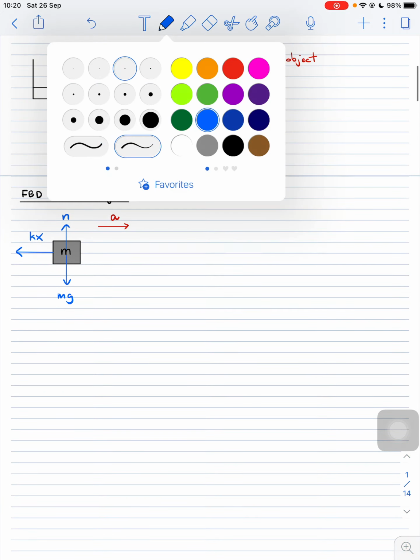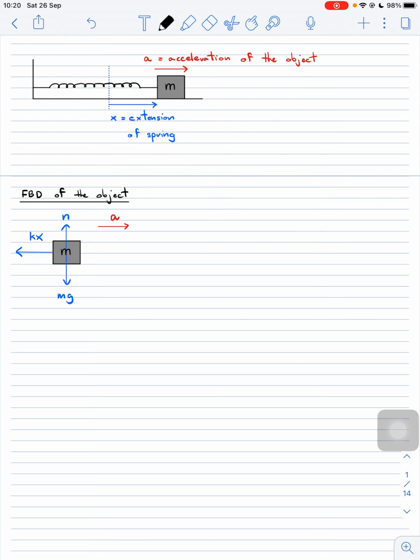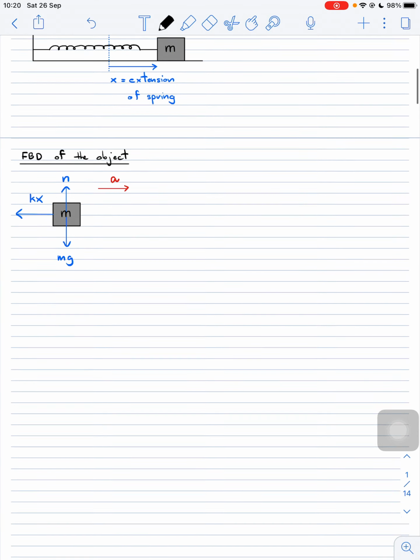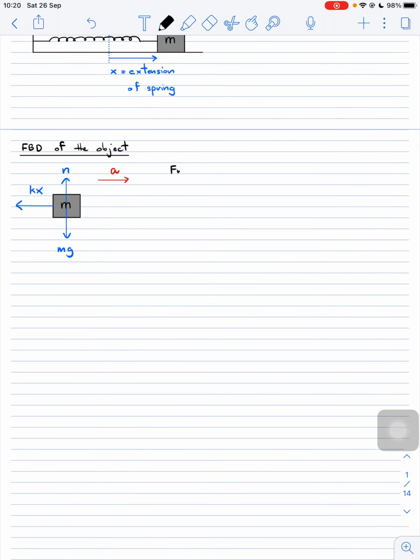Now let's write down Newton's second law of motion.